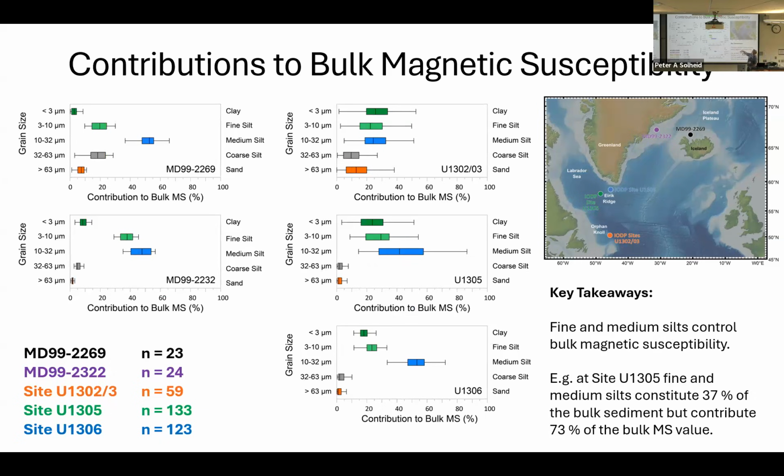So what you're looking at now is the contribution of each fraction to the bulk susceptibility value. And you see that because clay is texturally dominant, it does impart quite a little bit of the contribution to susceptibility, but it's really driven by the contribution of these fine silts and these medium silts. At 1305, for example, medium silts constitute about 1/3 of the sample by its abundance, but it controls almost 3/4 of the susceptibility value. So really, to understand what's driving these systems in this core, we really need to look at what's going on driving that change in the fine and the medium silt.